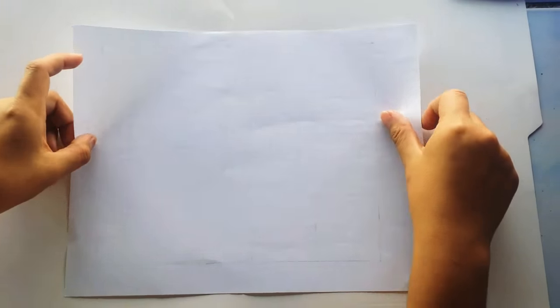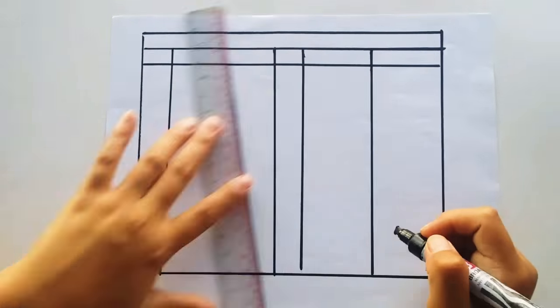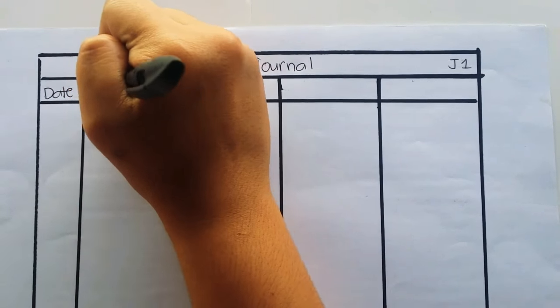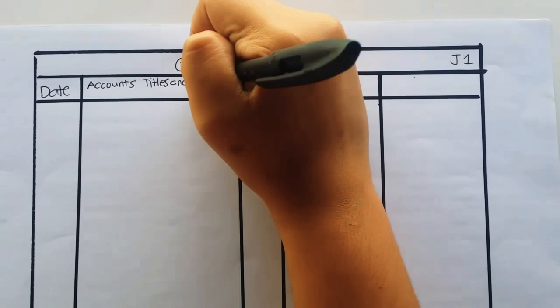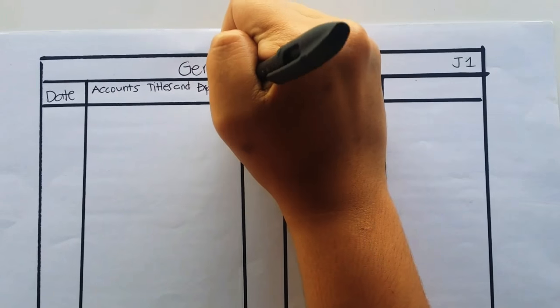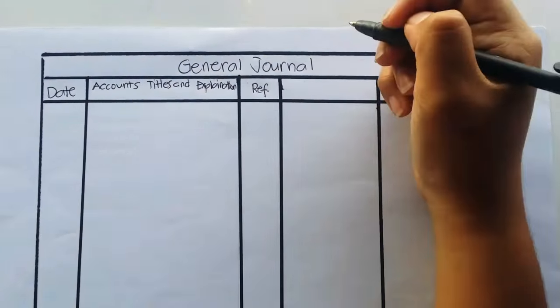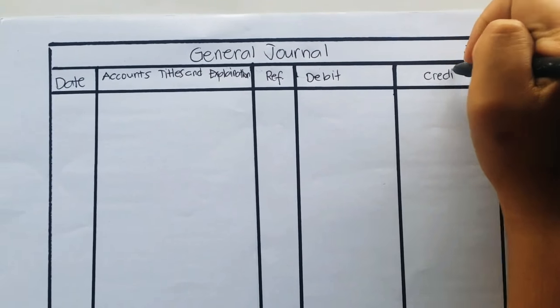This is an example of a general journal. Always remember, do not forget to write the page number, which is J1 for this example. First, write the date, then the account titles and explanations. The third column is for the references, base it on your chart of accounts. Fourth, debit, and last, credit.